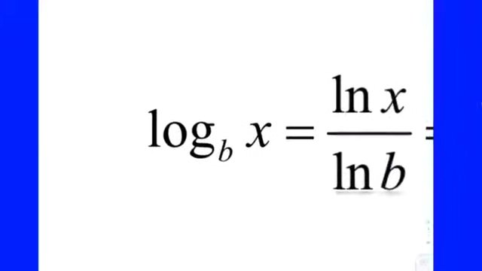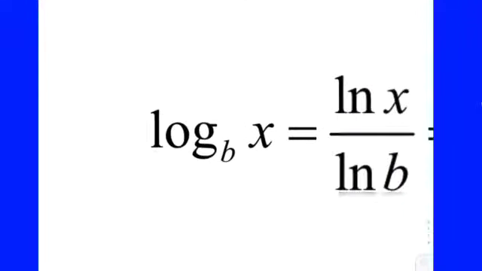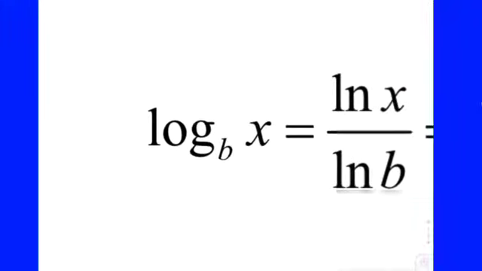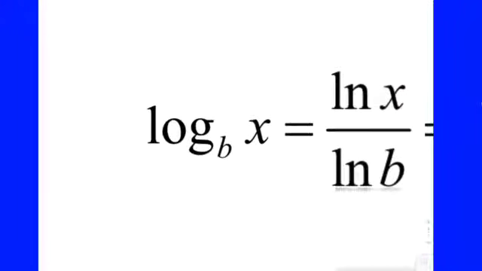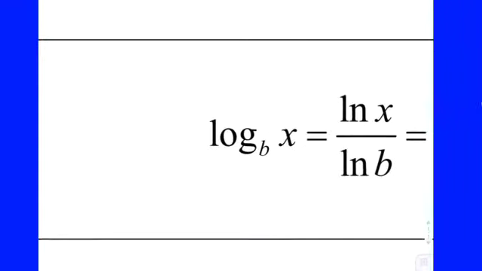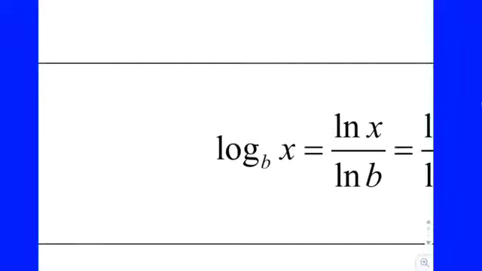Here's what it says. If you have log base b of x, and you don't like base b, or you want to change base b to something else, feel free. You can change it to base e by doing the natural log of x, the argument, over the natural log of b, the base. Now notice it's easy to remember which one goes on top. The x goes on top, and the base goes in the bottom. Base, bottom. Both of them start with B. Very good.